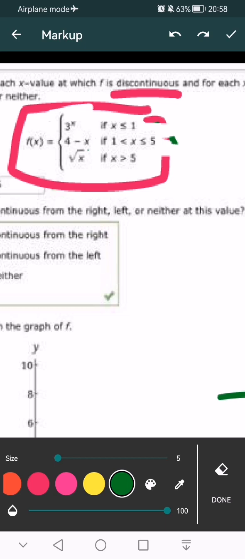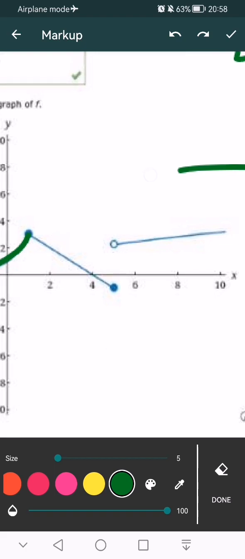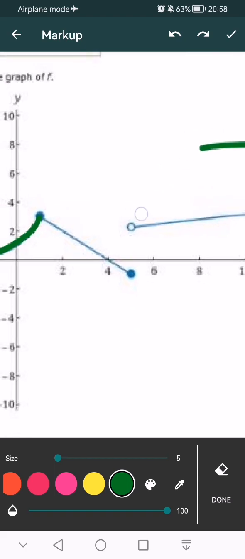It says the square root of x if x is greater than 5. I can start from 6, or I can start from 5, but from 5 it will be an open hole in the drawings.